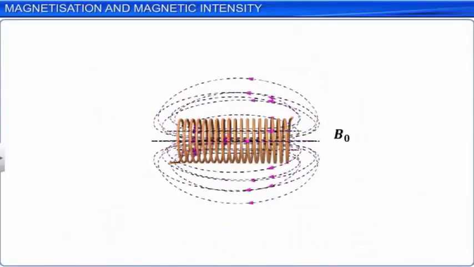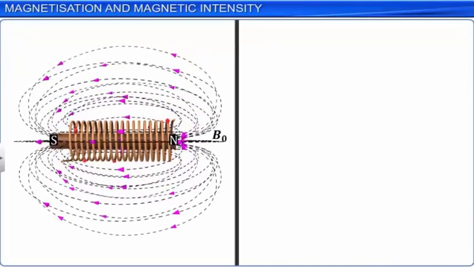In such cases, the total magnetic field inside the material is the sum of the magnetic field due to the current-carrying solenoid and the magnetic field due to the magnetization of the material. That is, B = B0 + Bm, where B is the total magnetic field inside the material, B0 is the magnetic field due to the current-carrying solenoid, and Bm is the magnetic field due to the magnetization of the material. Let this be equation 1.